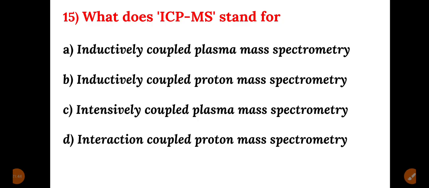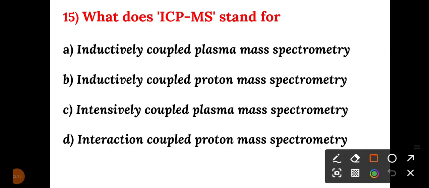What does ICP-MS stand for, right? So what is the ICP-MS? Because MS also has different categories, LC-MS, HR-MS, GC-MS, ICP-MS and all, means all the mass spectroscopy is combined with different techniques according to their applications. So here they are asking about the ICP-MS, right? The options are inductively coupled plasma mass spectrometry, inductively coupled proton mass spectrometry, intensively coupled plasma mass spectrometry and interaction coupled proton mass spectrometry.